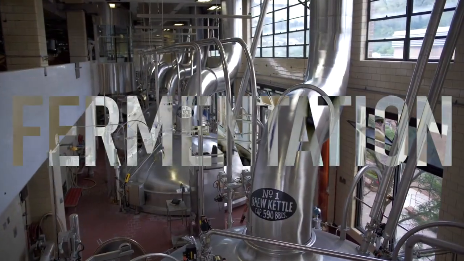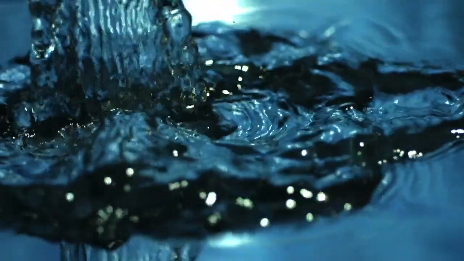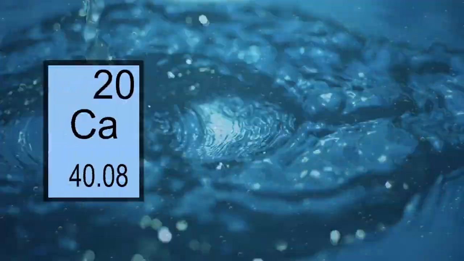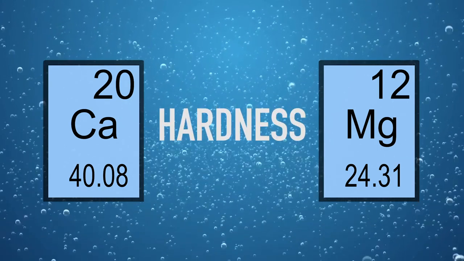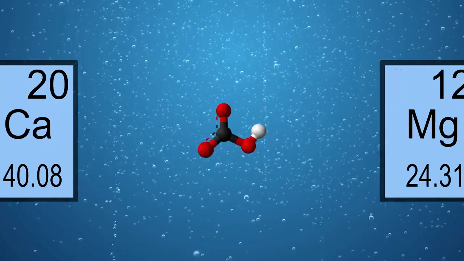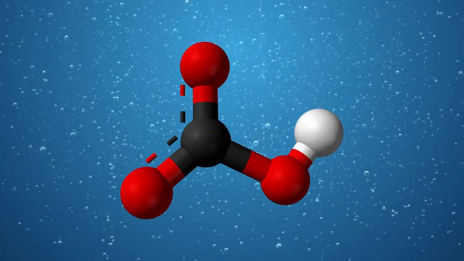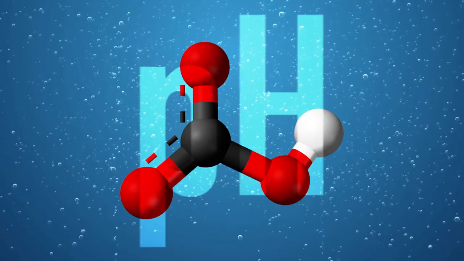sent to fermentation. Mineral contents in your water source can make a huge difference to the type of beer that you brew. Calcium and magnesium in your water, otherwise referred to as hardness, affect how the yeast grows and metabolizes the sugar in your brew. Bicarbonate, or HCO3, in your water also affects the pH of the beer during the fermentation process.